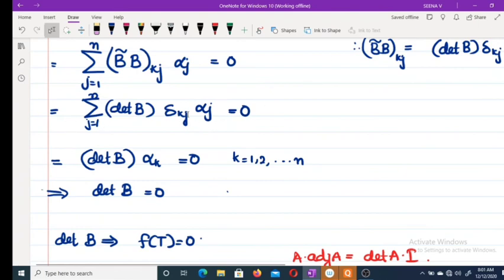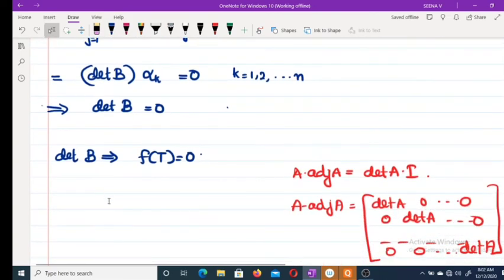Therefore, when j reaches k, this delta becomes 1. Therefore, for all other cases, delta kj equals 0. So once j reaches k, that means delta kk, determinant B into delta kk alpha k equal to 0. That means determinant B into delta kk is 1, so determinant B into alpha k equals 0. Thus we get determinant B into alpha k equal to 0 for every k equal to 1 to n. And this implies determinant B equal to 0. That means f of t equal to 0.